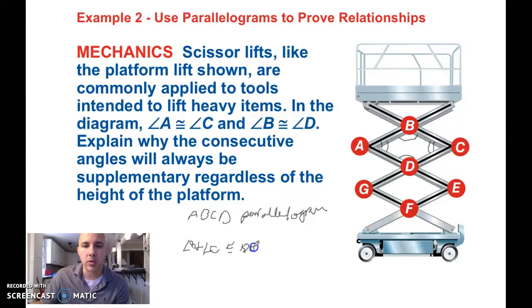So the first thing you want to do here is just make sure you know that ABCD is a parallelogram. Since you know that, based off of what was given, we can say that B and C are going to be supplementary because it's a parallelogram. All right, let me know if you have any questions. I can probably help you out with that in class.